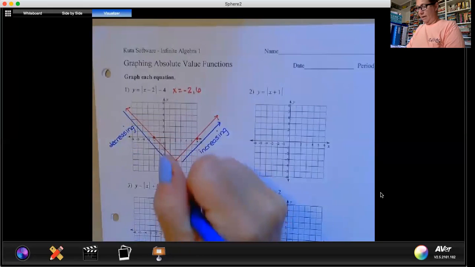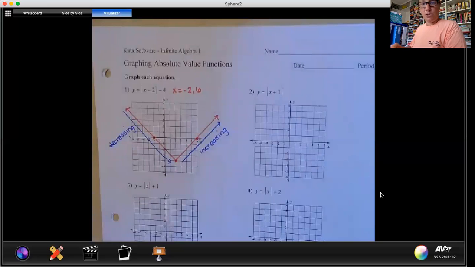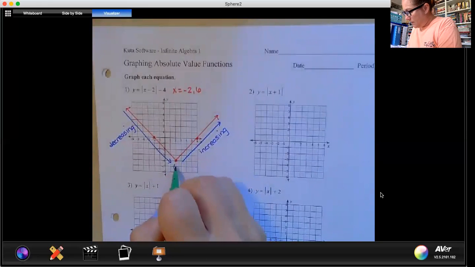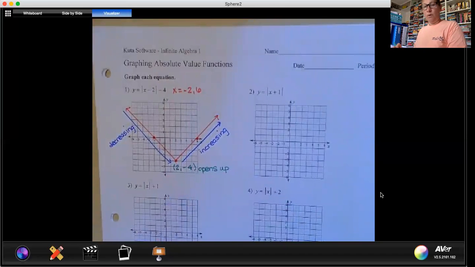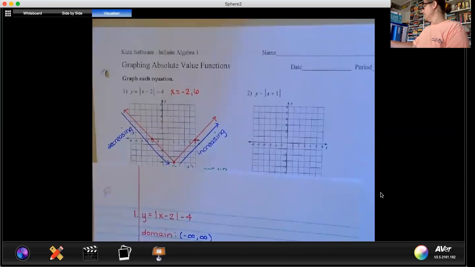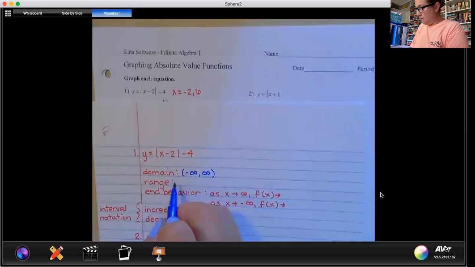Your range is your y values, and you'll notice on your y values that you have a minimum. When you have a minimum or a maximum, which you should have on these problems, you're going to have a restriction on the range. Well, this minimum point is 2, -4, and the absolute value graph opens up, which means -4 is your lowest value. It is included on your graph. So our range includes -4 and goes up to infinity.